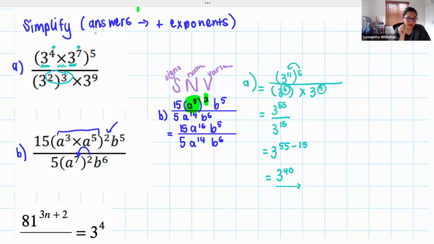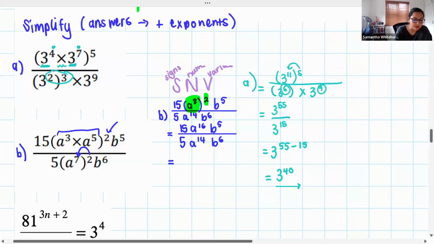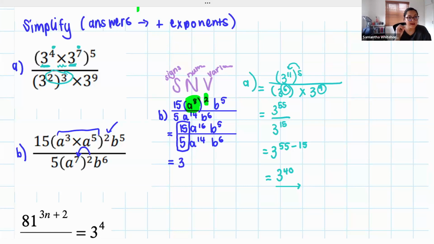So if we deal with the signs first, positive 15, positive 5. A positive divided by a positive is a positive. My answer is going to be positive. So that's the signs done. Now I move on to the numbers. The numbers are these coefficients in front. 15 divided by 5 gives me 3. And now I can move on to my variables.